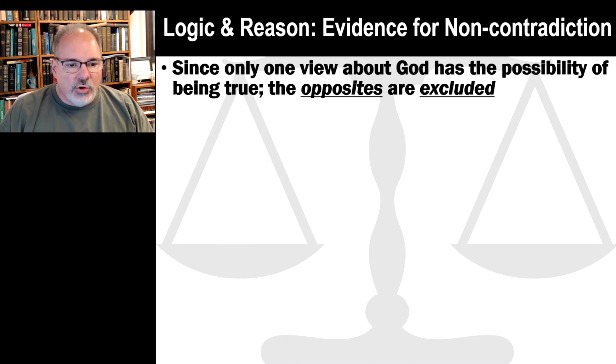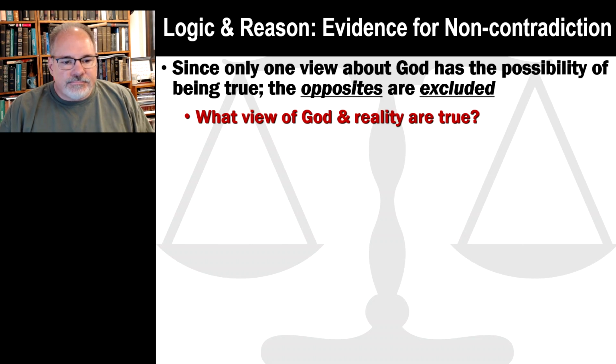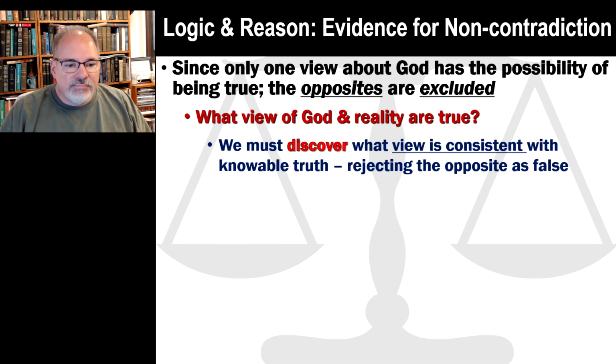So since only one view about God has the possibility of being true, the opposites are excluded, right? It's the law of non-contradiction. Again, that means you can't have two things that are opposite and true at the same time in the same sense. What view of God and reality is true? Well, we must discover what view is consistent with knowable truth, rejecting the opposite as false.